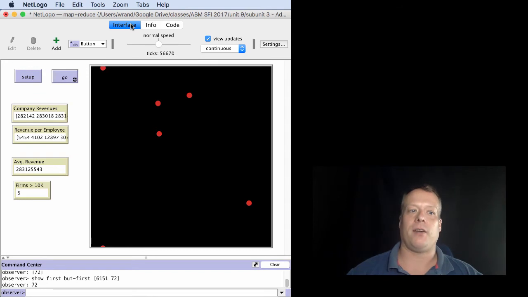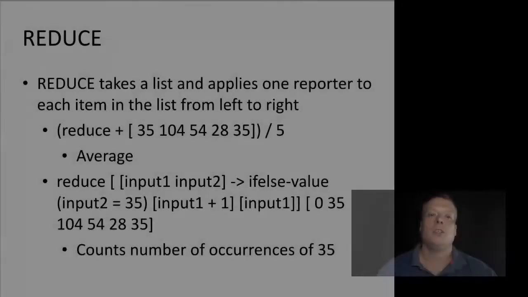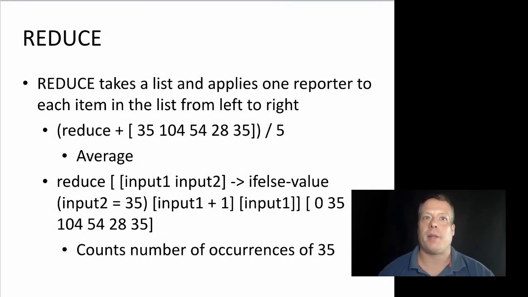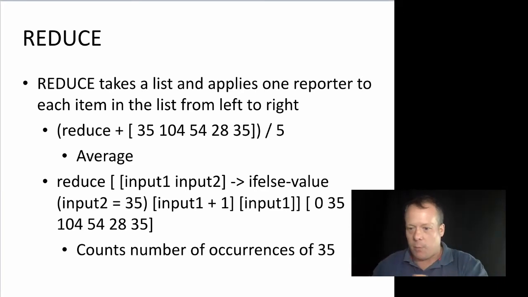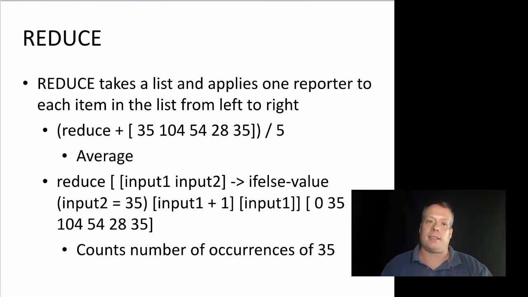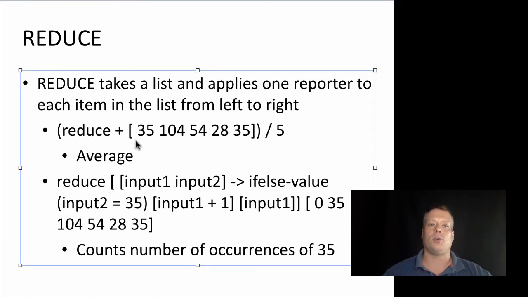So let me talk about reduce, which is a nice complement to map, in just a second. Whereas map took a reporter and applied it to the list individually, item by item, and just output everything into a new list, reduce is going to take that list and apply the operator, in order from left to right, continually aggregating them, right? So for instance, in this case, we're doing reduce plus all these numbers. Essentially, it's the same as doing a sum of that list.